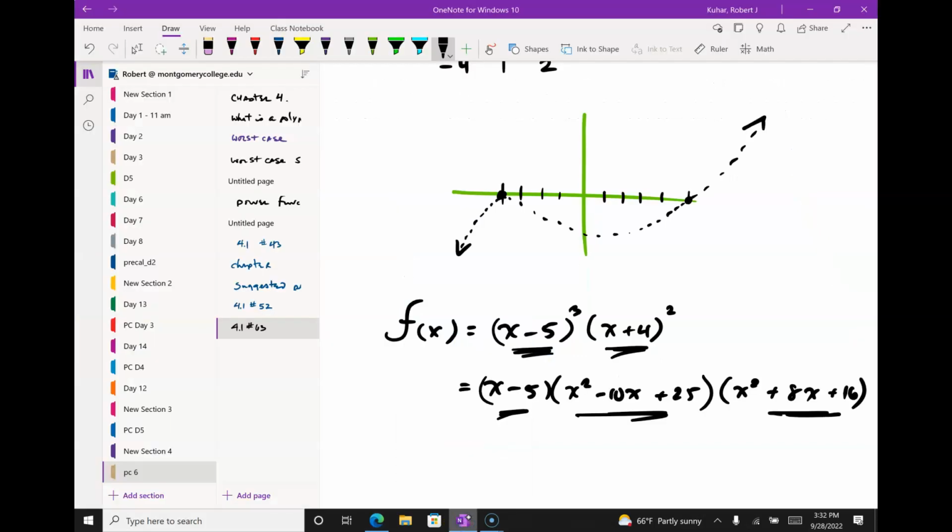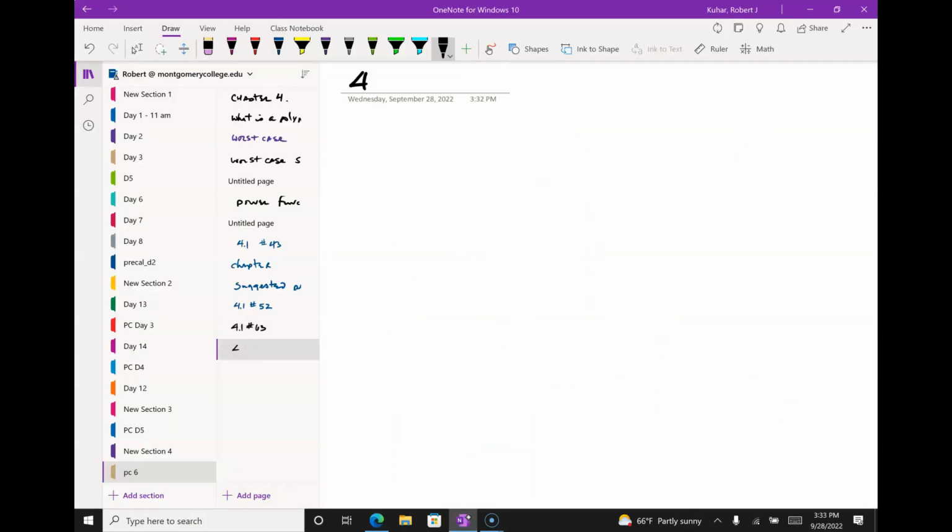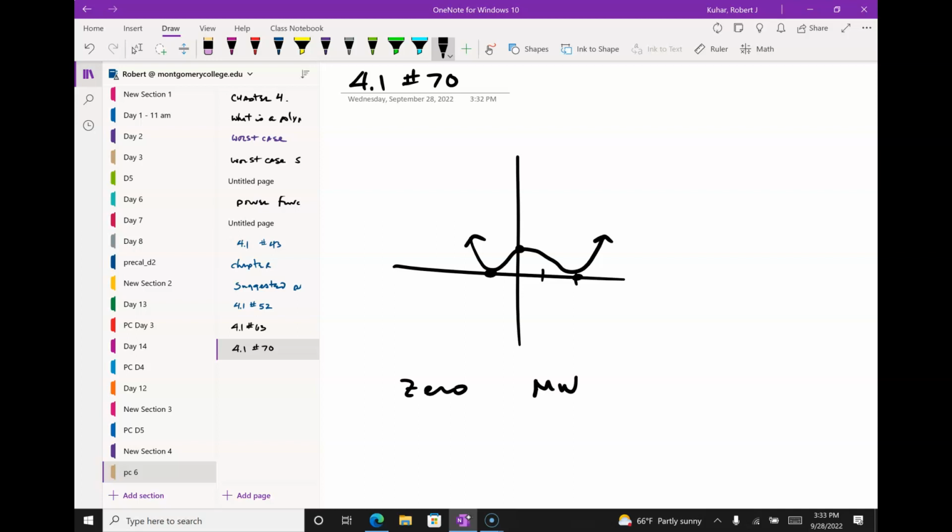So again, here it is, 4.1, number 70. So it's a multiplicity of 2 because it bounces. There's our graph. We have a 0 at -1 with a multiplicity of 2, because it bounces. And we have a 0 at 2 with a multiplicity of 2. It could be a multiplicity of 4 or 6 or 8, but it's telling us take the minimum. So if it bounces, take it as multiplicity of 2. If it goes through, multiplicity of 1.